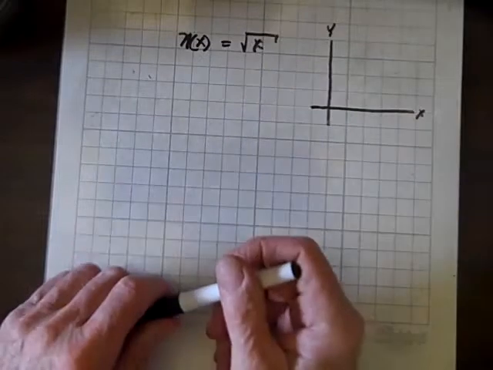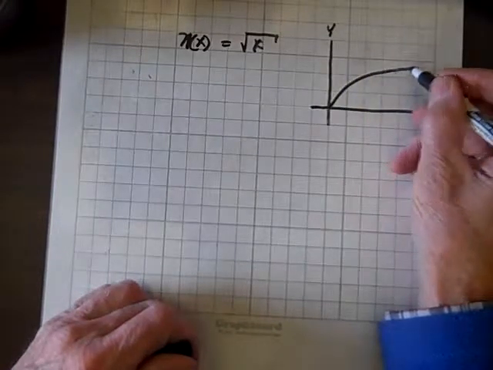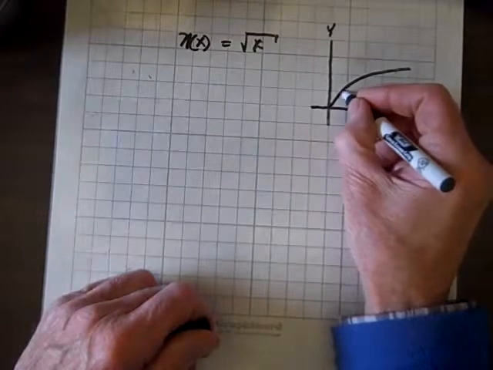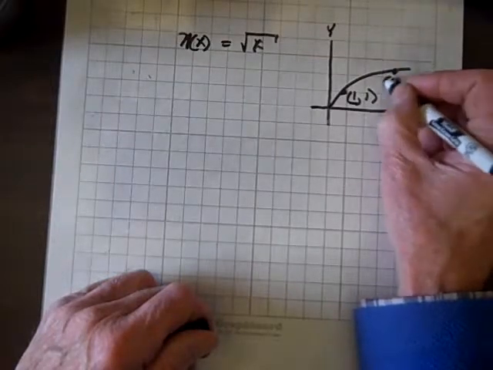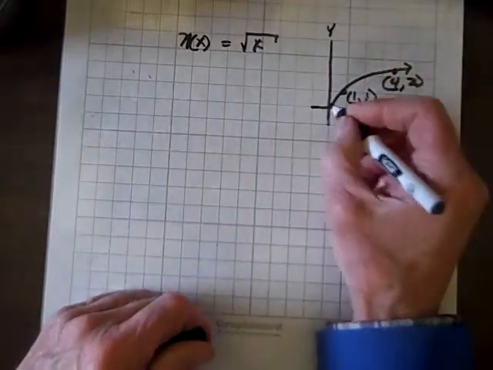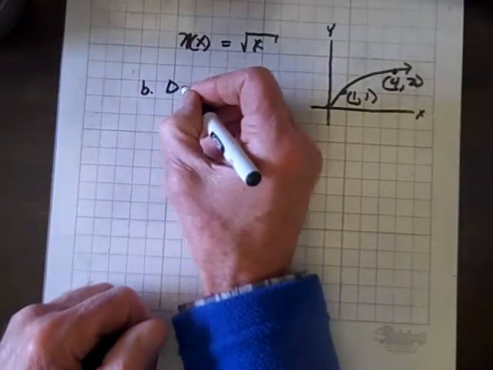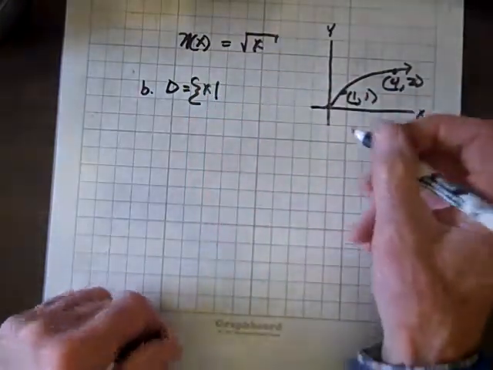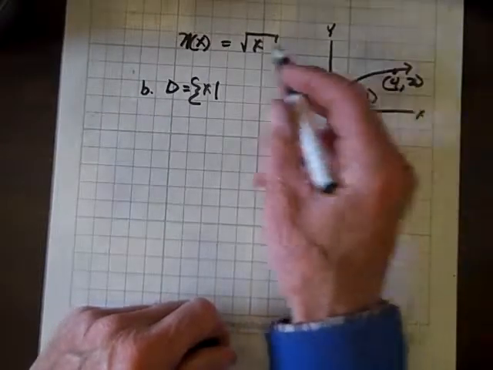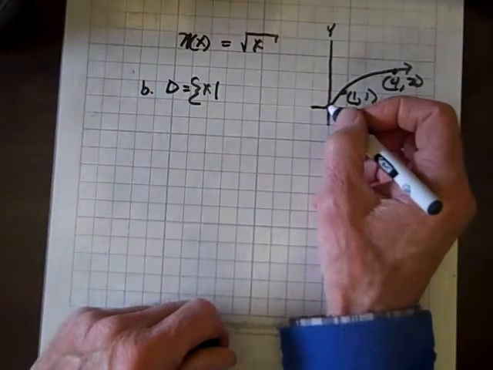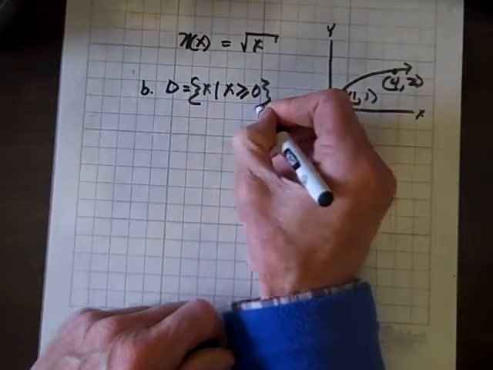For the function n of x equals the square root of x, we have the corresponding graph. Several points on this graph. One of them is (1, 1). Another point is (4, 2). As to the domain, D equals the set X such that, and clearly we cannot take the square root of a negative number. We can take the square root of 0, which is 0. So X is greater than or equal to 0.